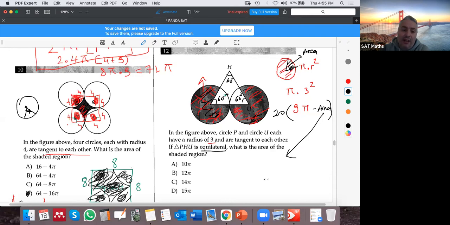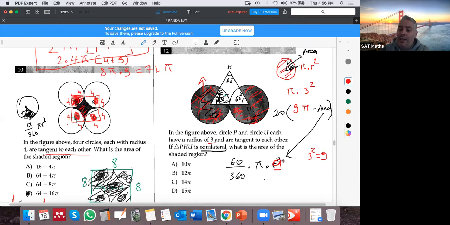If this is alpha, to find this one, the formula we use is alpha over 360 times pi r squared. We know alpha is 60 right now. So 60 divided by 360, pi times r squared, is the area of only this part. r is already given in the question, which is 3. So 3 to the power of 2 is 9, and I can put 9 here.